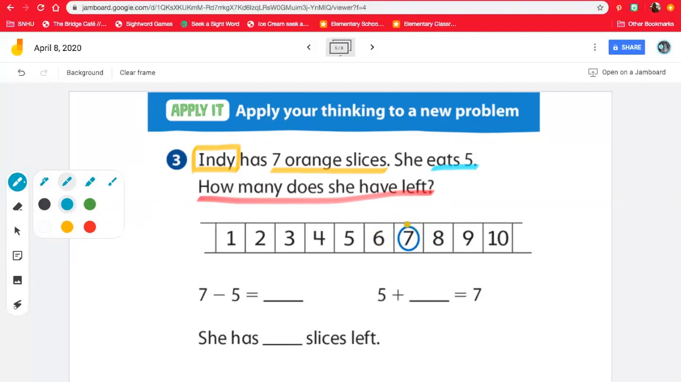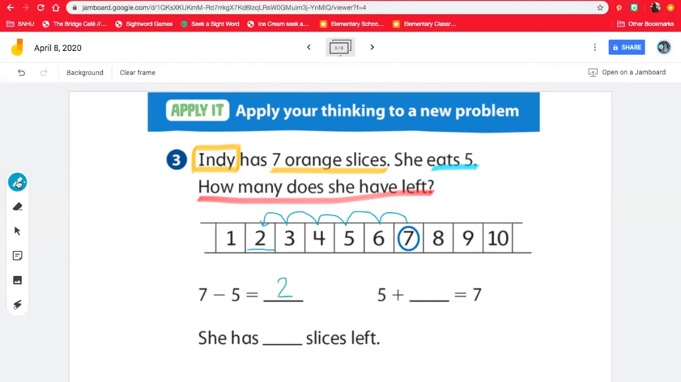So let's count back. So 7 take away 5. So 1, 2, 3, 4, 5. And what number did we stop at? 2. So 7 take away 5 is 2.